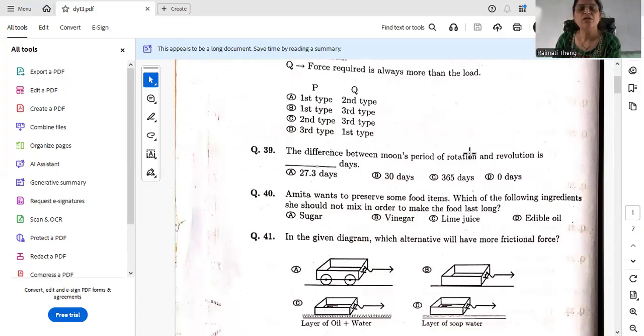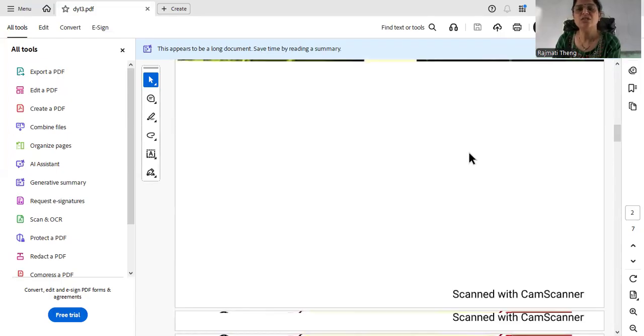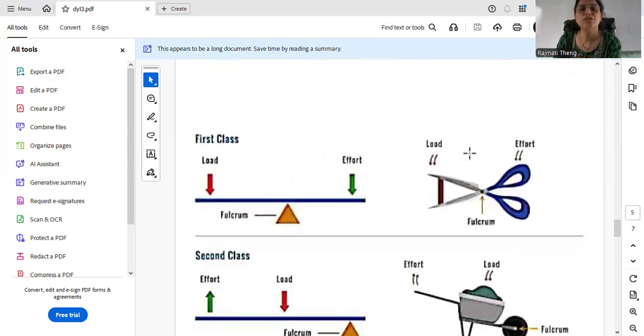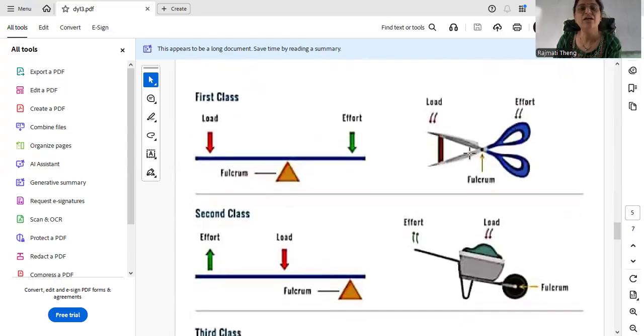So question number 38 is based on simple machines. Let's see the types of simple machines. There are 6 types of simple machines, in that the lever. First class: the fulcrum is in the center, the load is on one arm, the effort is on the other arm, and an example is the scissors.